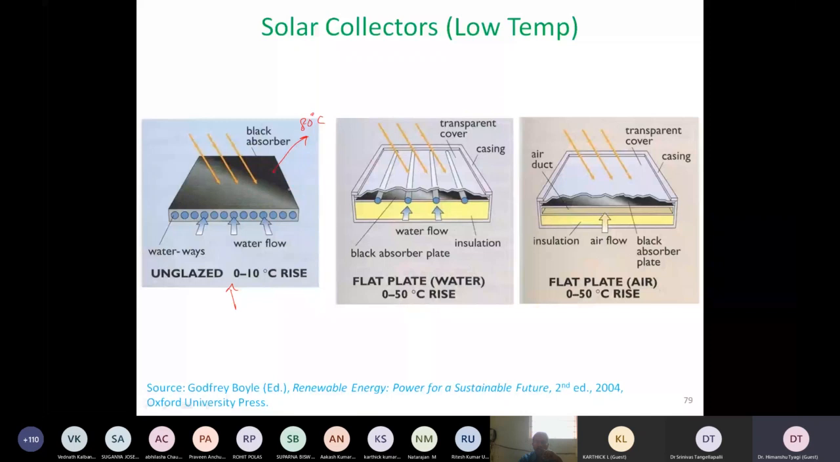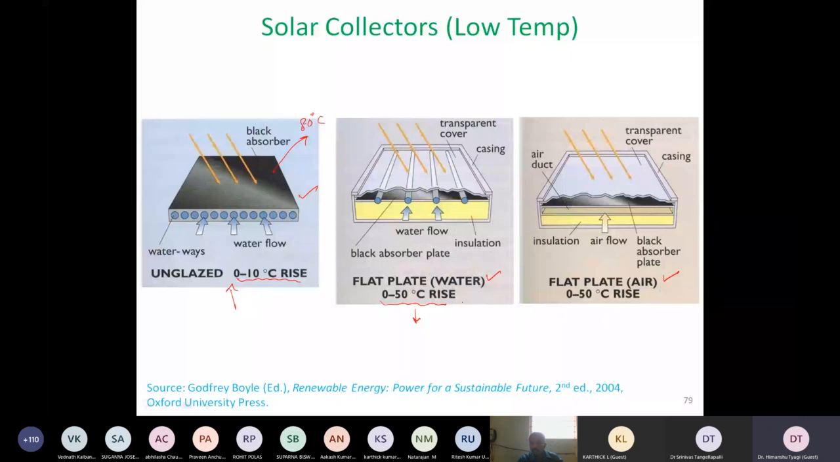The same principle, we can put some insulation on the bottom and a glass cover on top, so that the black surface is not losing heat as rapidly as an exposed surface would. When it is losing heat rapidly, its temperature rise will be much less compared to when I am able to trap that heat. And I can do it both for the water configuration and also for the air configuration. So similar configuration is there. That's all there is behind the solar collector configuration.